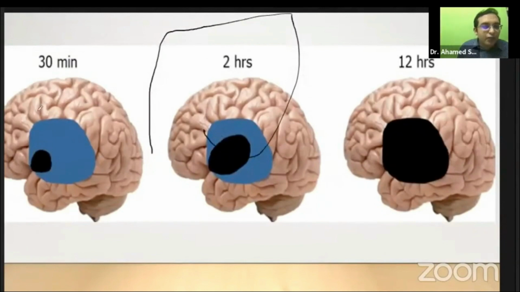This is actually the core, and this is the penumbra we are talking about. Initially, in the acute stage, this core will be small and the penumbra will be large. As time goes on, the penumbra is encroached by the core. And by about 24 hours, if there are adequate collaterals, the core is completely surrounding the penumbra and there is no tissue which can be salvaged.